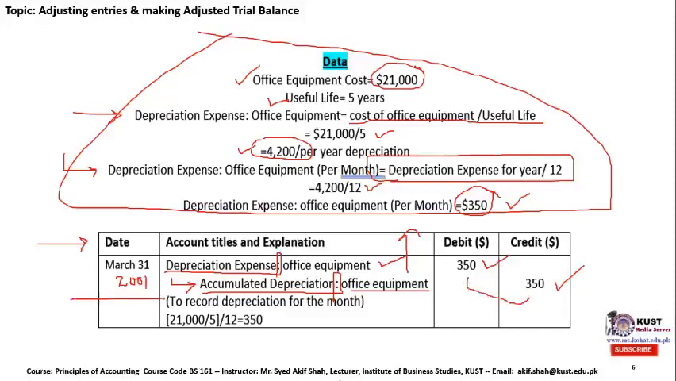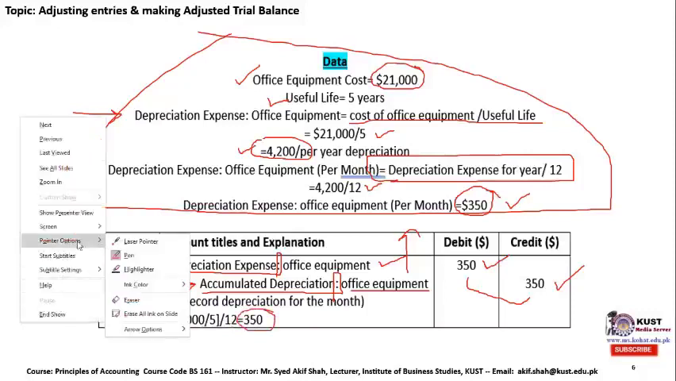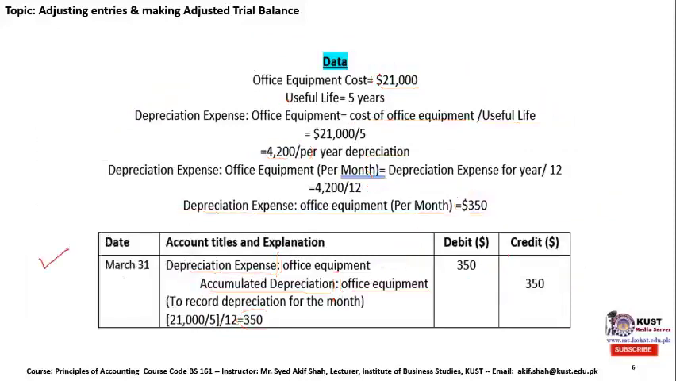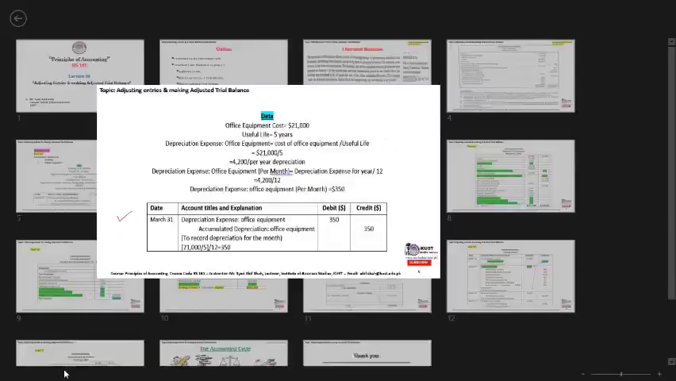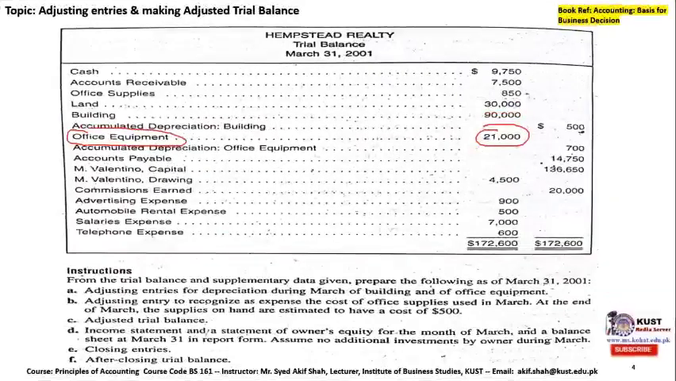Finally, we have to mention the short narration or explanation, that is to record the depreciation for the month. The simple formula was to divide 21,000 by 5, and then the resultant value should be divided by 12 as a whole, and you can get $350. So this was all about how to record the adjusting entries in the format of journal. Let's go back to the second transaction, that is part B, what the instruction is requiring us to do in the second portion, the second part of this question.